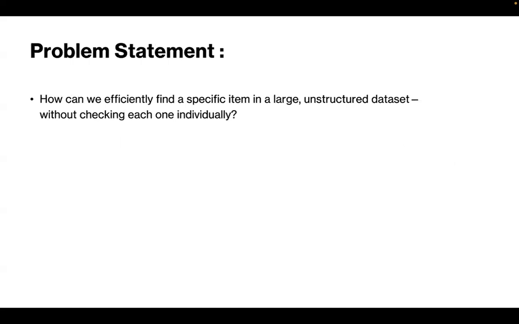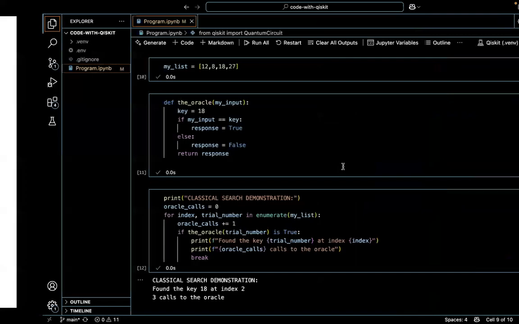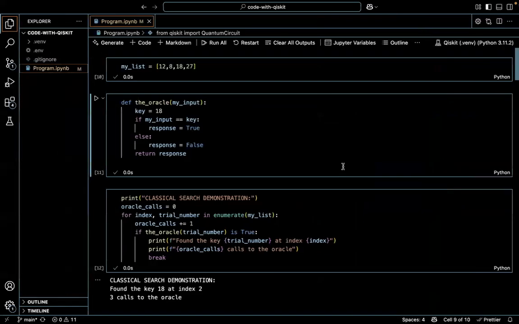So before program execution, let's look at our problem statement. How can we efficiently find a specific item in a large unstructured data set without checking each one individually? We can solve this using Grover's algorithm, one of quantum computing's most powerful and practical algorithms. So now let's open our Visual Studio Code. Grover's algorithm provides a clear quadratic speedup over classical search methods, making it a perfect example for quantum advantage.